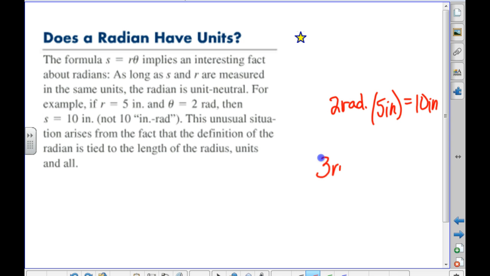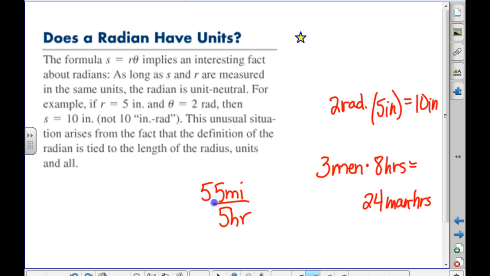This is different from other kinds of labels. When you say 3 men worked 8 hours, you get 24 man hours, okay? They literally have 2 labels. Or when you divide 55 miles by 5 hours and get 11 miles per hour, you have 2 labels, okay? Here, when you do radians times inches, you just get inches. It just goes away.